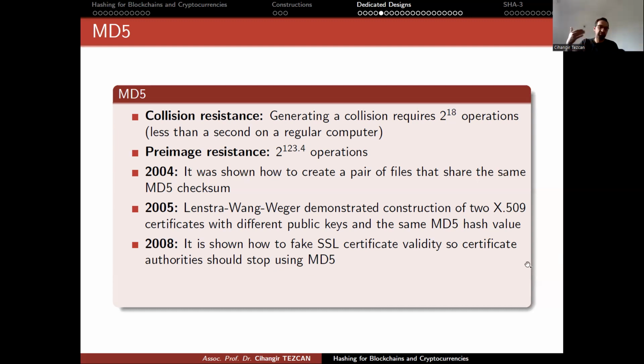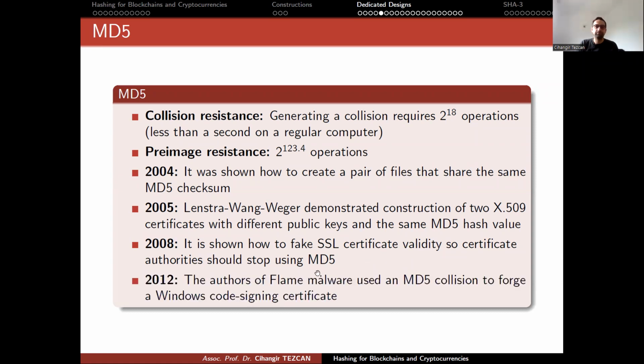So just after one day, you started to see red errors when you visited the web pages you visited regularly. It was due to this fact, because browsers stopped accepting SSL certificates that use MD5. But the thing is that in 2012, the authors of Flame malware used an MD5 collision to forge a Windows code signing certificate. Flame was one of the famous malwares. I think it was one of the first to spread internationally and affect a lot of computers. Its success actually depended on the MD5 collision, which people should have stopped using years ago.